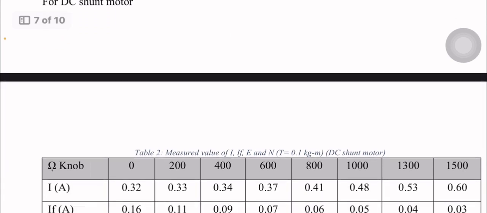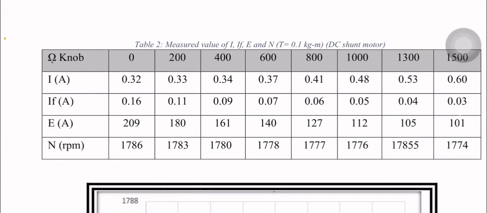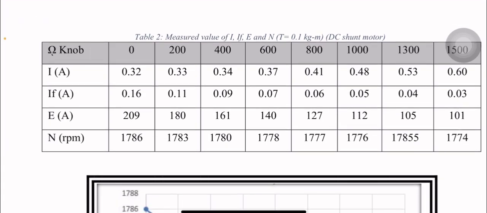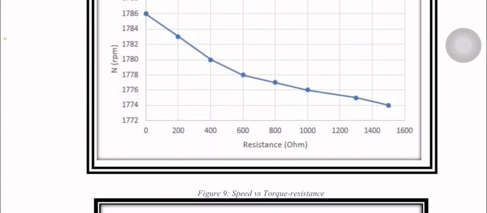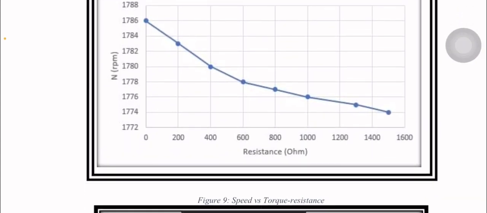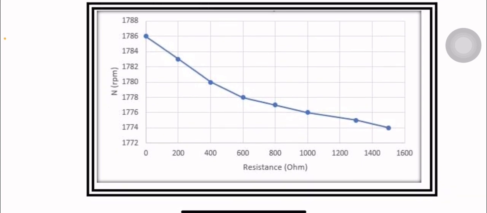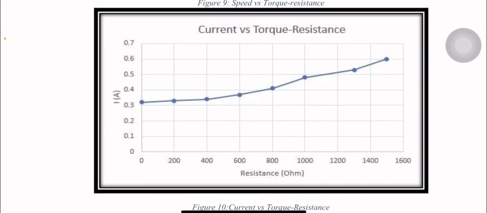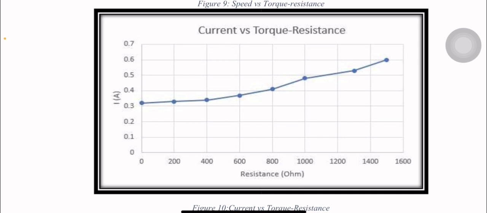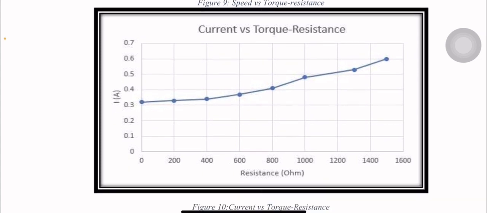Okay, for the DC shunt motor, we can see Table 2, the measured values of the knob: I in amperes, F in amperes, E in amperes, and RPM. Okay, for Figure 9, speed versus torque resistance is the same, decreasing. Okay, for Figure 10, current versus torque resistance is increasing.